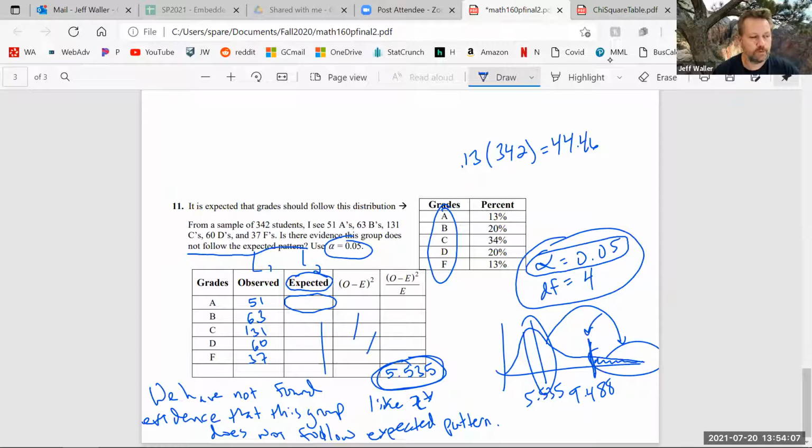We're looking for evidence that they don't follow the pattern. We did not find evidence that they don't follow the pattern. So it's not different enough to make it suspicious. Exactly, or not even suspicious in this case.